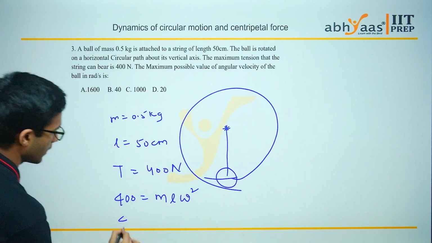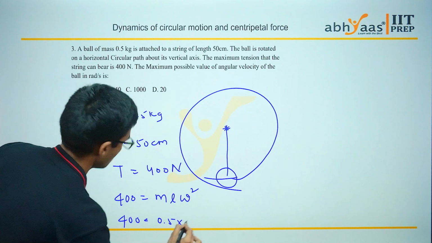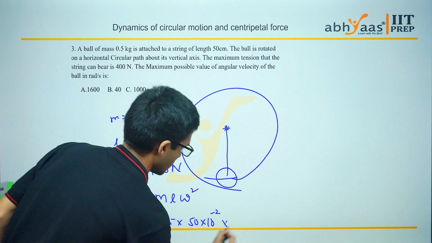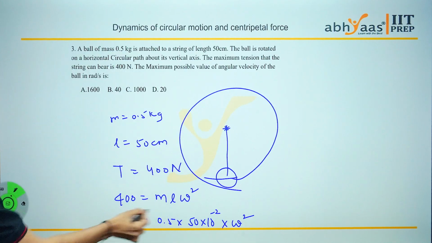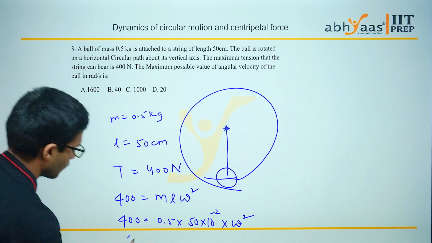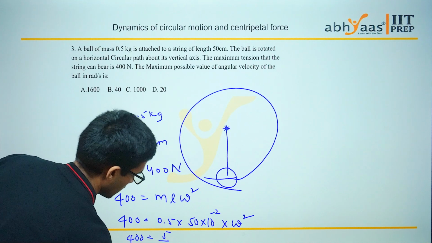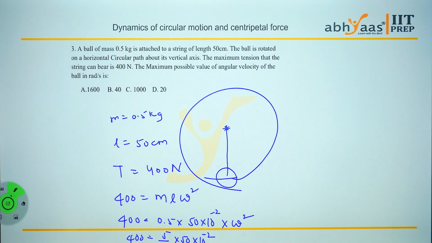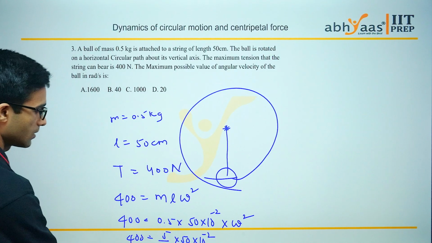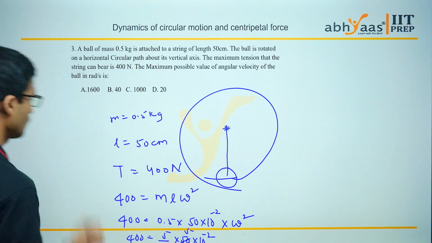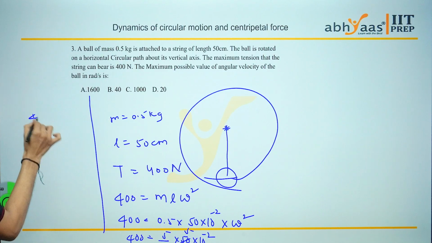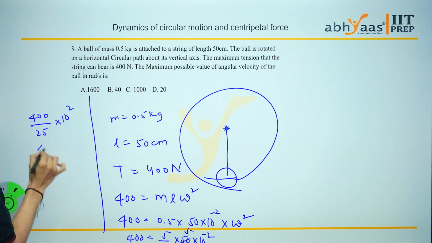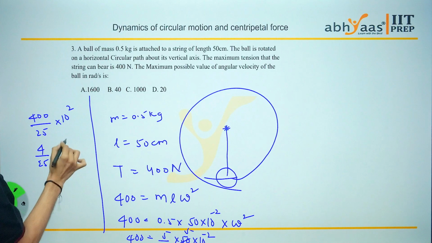So 400 is equal to m, which is 0.5, into length 50 into 10 power minus 2, into omega square. 0.5 means 5 by 10. So 400 is equal to 5 by 10 into 50 into 10 power minus 2, 50 centimeters. So 250 by 10. So 5 cancel, 5 5 is 25. I'll write here 400 by 25 into 10 square. Okay, 4 by 25 into 10 power of 4.